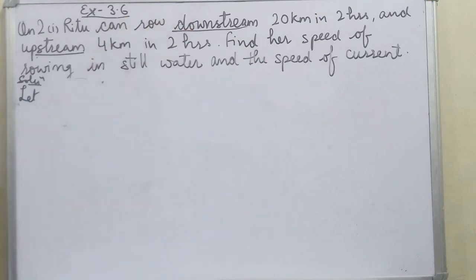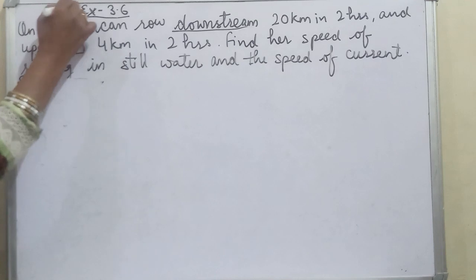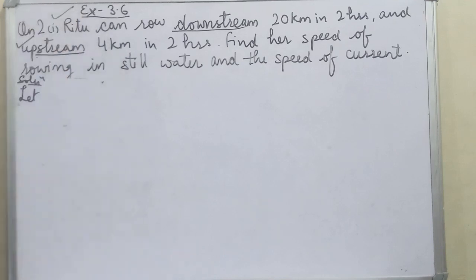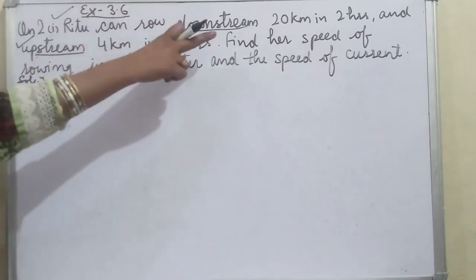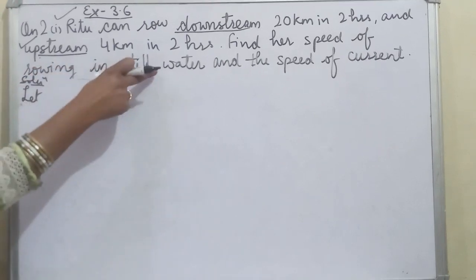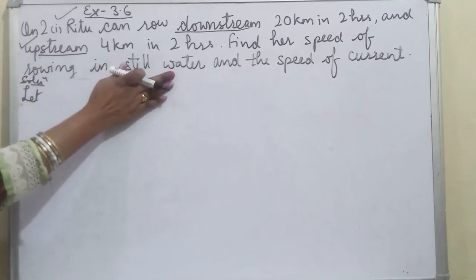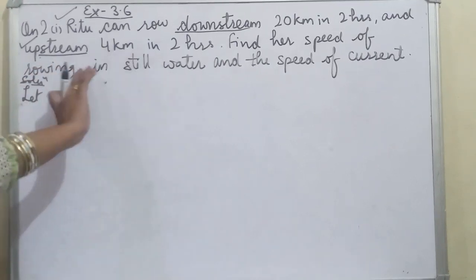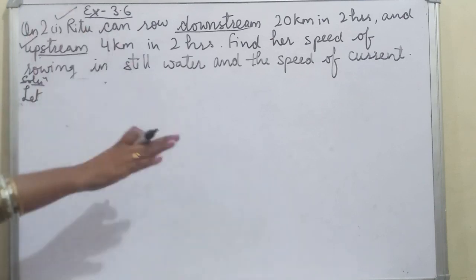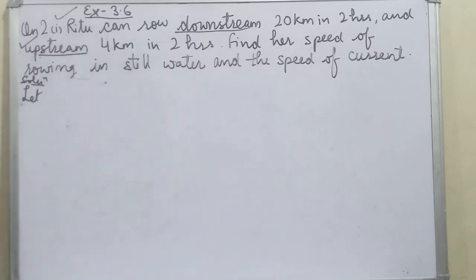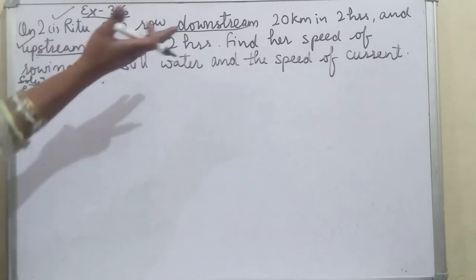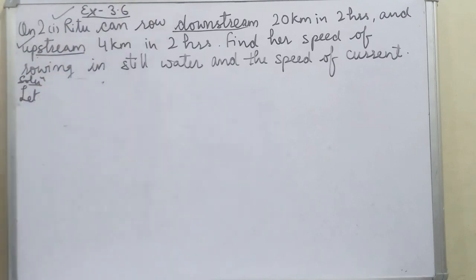We have to find out two things here. This is the first condition and this one is the second condition. We have to find out the speed of rowing in still water, which means the water is not moving at that time, so there will be no speed of water. At that time we call it still water. And we also have to find out the speed of the current. So we will have to suppose these two.